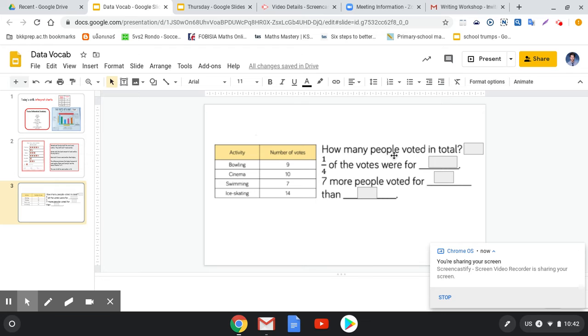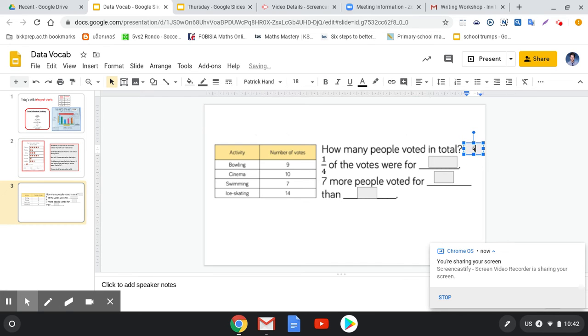The first one is an add or sum question. So how many people voted in total? So I'm going to add the ones and then the tens. So you've got 9, add 0, add 7 is 16, add 4 is 20. Then I'm going to add that 10, so that's 30, and another 10, it's 40. So 40 people voted in total.